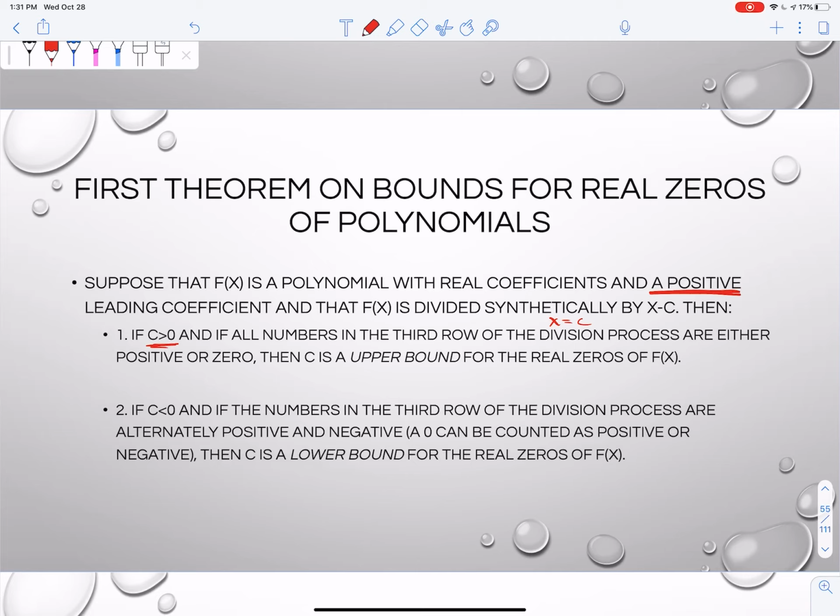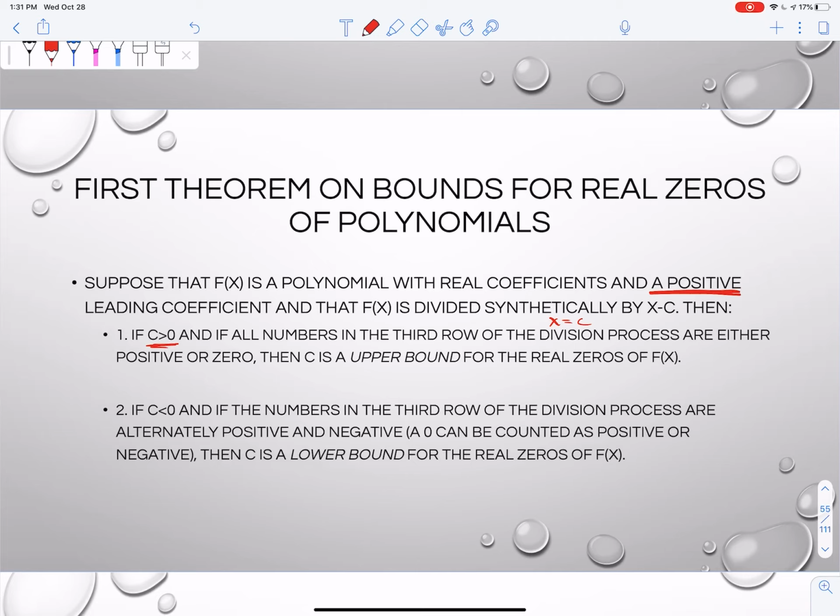The second case is different if that c you divided by is negative. If c is negative and the numbers of the third row of the division process are alternating positive and negative, then you can count a 0 as either, but if you have a positive, then a 0, you must have a positive for your next value, because that 0 would have counted as a negative. So they alternate positive and negative, 0 can be counted either way. Then c is a lower bound for the real zeros of that polynomial.